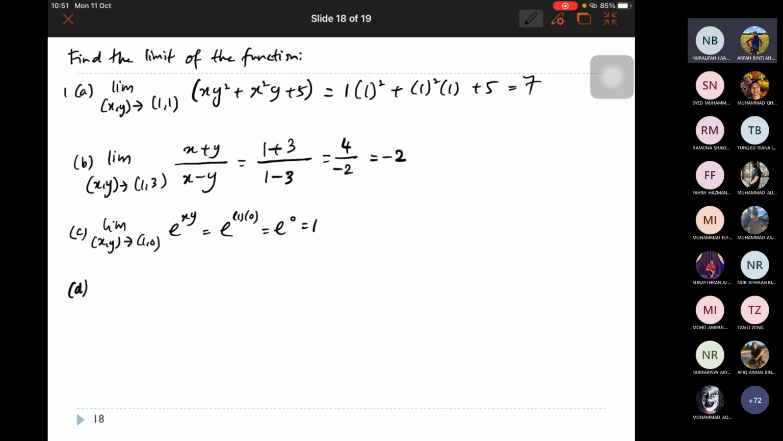Okay. And ada kelas ke kejap lagi? Ada ke 11? Ada, habis tu kau tak ada rehat ke? Kan.